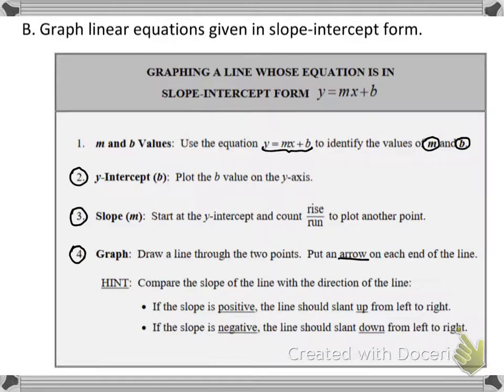Make sure as you do this that if the slope is positive, the line goes up from left to right, and if the slope is negative, the line is going down as you move from left to right.